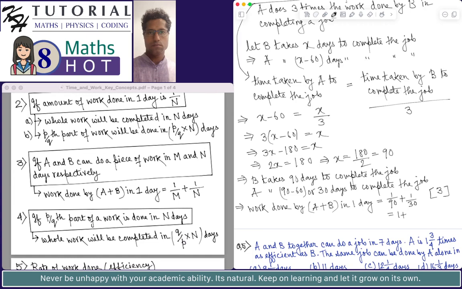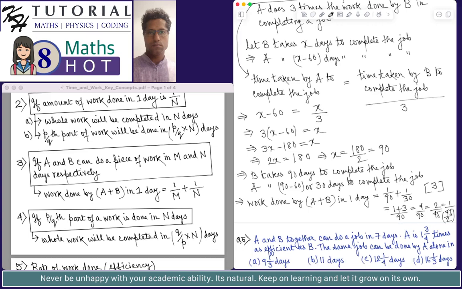1 by 90 plus 1 by 30 is how much? 1 plus 3 by 90, this is 4 by 90, this is 2 by 45. Now work done in one day, it's preferable to express that in the form of 1 by n. So 2 by 45 is equal to 1 by 45 by 2. So work done by A and B working together in one day is 1 by 45 by 2.